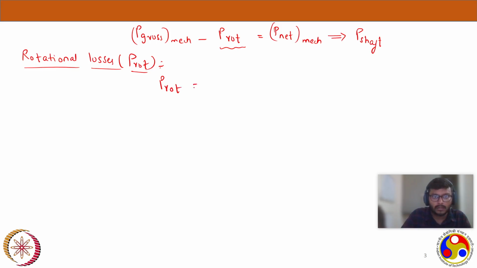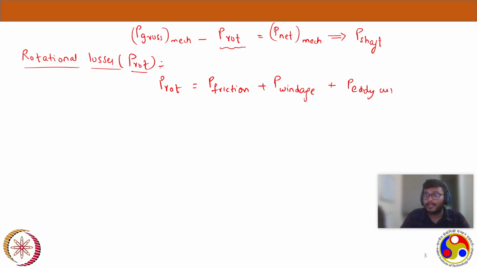P rotational is equal to friction losses and windage losses. Don't confuse this windage with winding. People often confuse this with winding losses. This is not winding, it's windage. It relates to the wind, the force provided by the wind, due to which the power loss will be there.